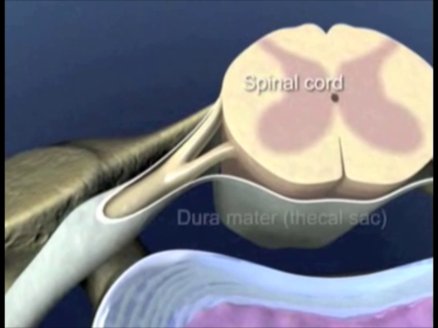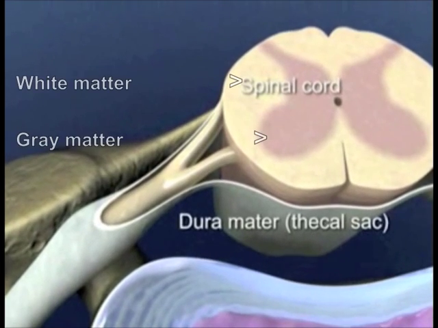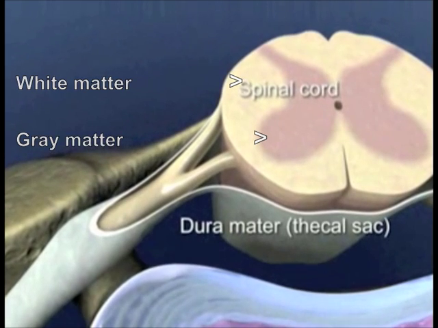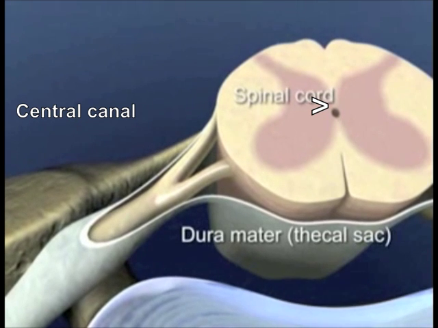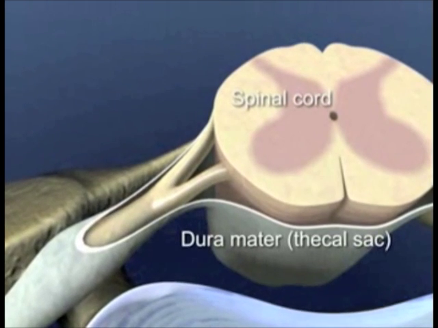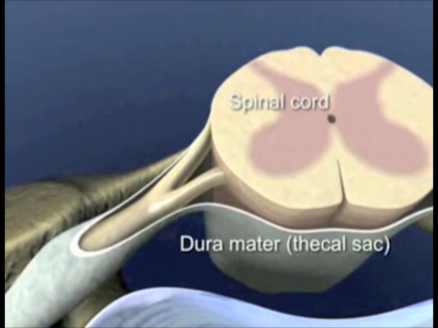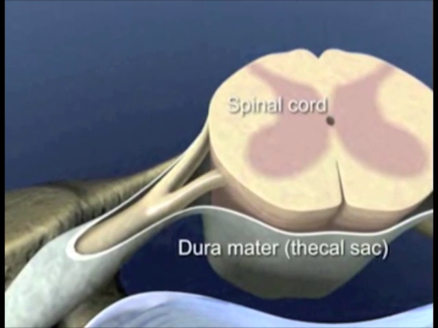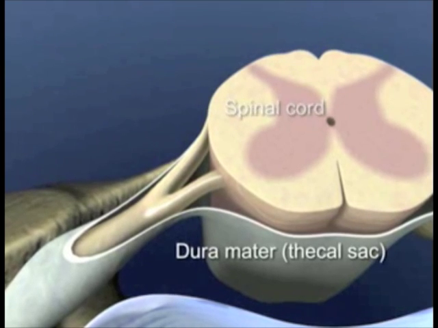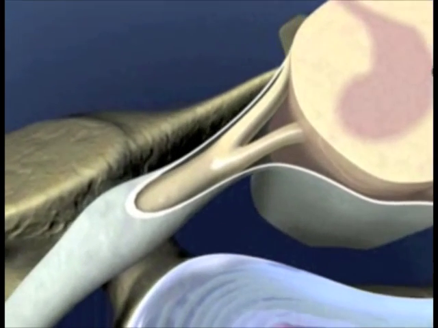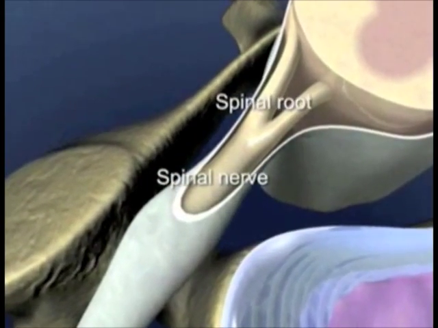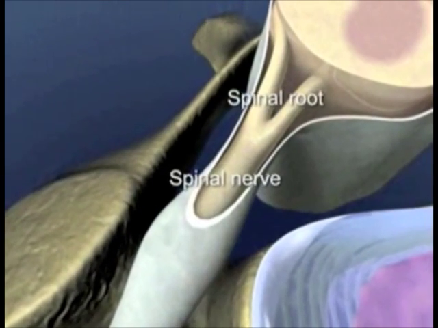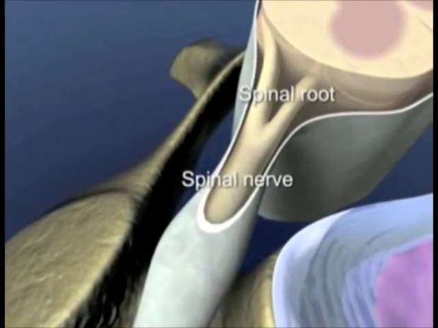Now we can see the spinal cord, which consists of gray matter and white matter. The small hole in the center of the spinal cord is the central canal. The dura mater is the tough, fibrous membrane forming the outermost of the 3 coverings of the spinal cord. Branching off from the spinal cord are the spinal root and the spinal nerve.